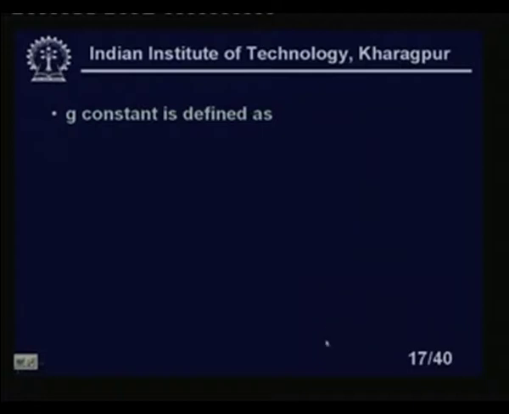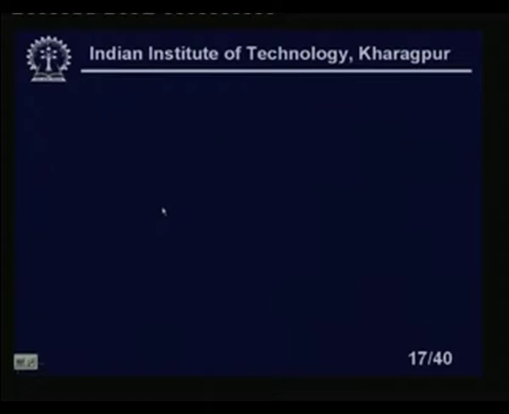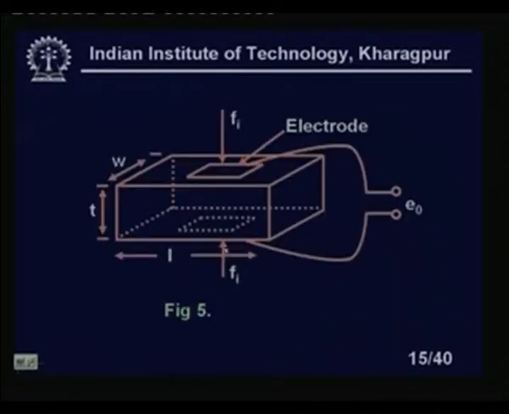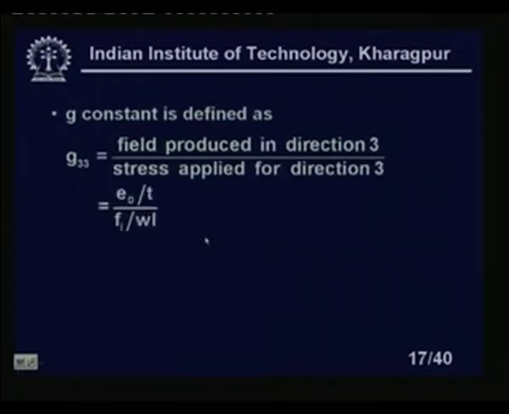The G constant is defined as G33, the field produced in direction 3 divided by the stress applied in direction 3, right. The field produced is the voltage E naught divided by thickness T, and stress means the force applied Fi divided by the area, is it not? The force applied is Fi and the area of cross section is W into L. So, if I divide Fi by W into L, I get the stress, and E naught divided by T gives the field. So, E naught by T upon Fi by WL.